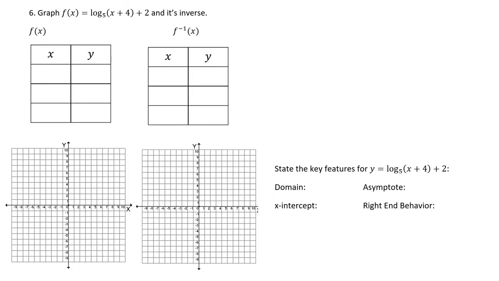Problem 6. We're doing another graph and then graphing its inverse. So we're going to start off with figuring out what our asymptote is. We look inside the parentheses, we ask ourselves what number plus 4 would equal 0? Well, that's going to be -4. So we are going to have an asymptote at x equals -4. Well, now that we have that, we need to make our table.